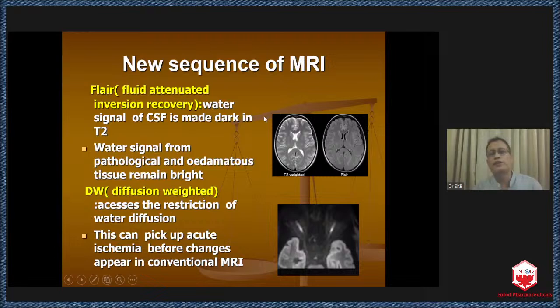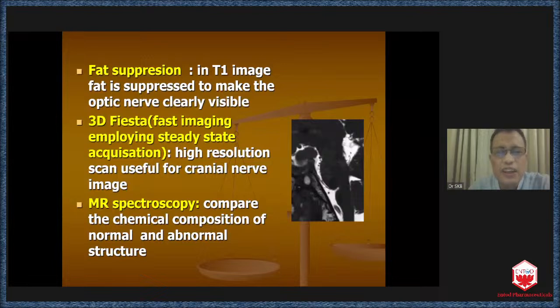Diffusion weighted is another sequence used for the orbit. Here we can find out the restriction of water diffusion. This type of MRI can pick up any early ischemic lesion in the optic nerve or eyeballs before it is picked up by conventional MRI. Then fat separation, this is one of the very important MRI scans done for the optic nerve. 3D phase. This is a 3D phase where you have seen that the nerve is clearly visible, and this is the aneurysm which is compressing the third nerve.